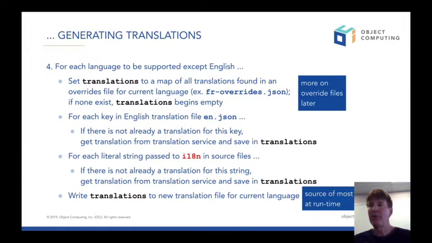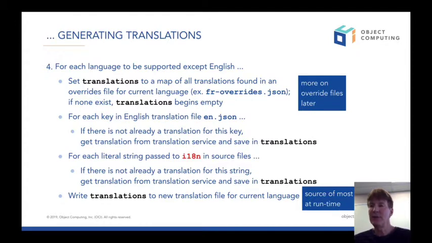First, it creates a map of translations for the current language, where the keys are the translation keys and the values are the translations to use. For example, if the language is Spanish, a key could be hello and the corresponding translation could be hola. This map is initially populated with any overrides for the language. These are used to override translations from the translation service. We'll talk more about overrides later. If there are no overrides for the current language, the translation map starts out empty.